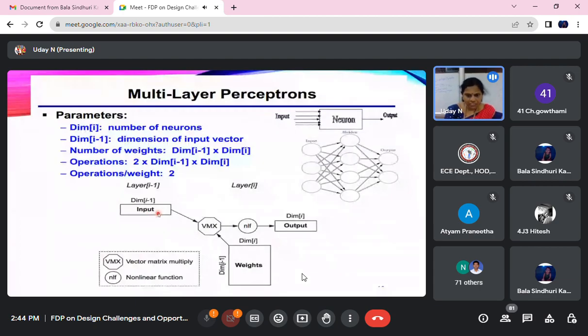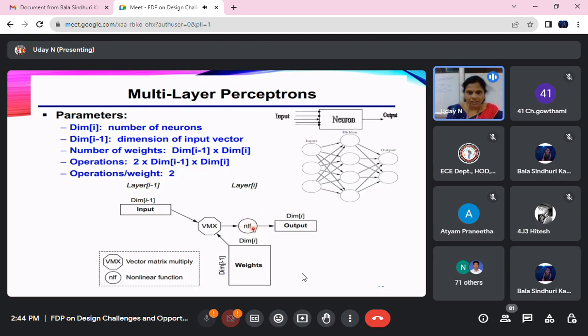So the first operation that is to be performed for every layer is a vector matrix multiplier, a digital system which performs vector and matrix multiplication. Then the neuron computes the weighted sum of all these things, and it will apply a non-linear activation function.